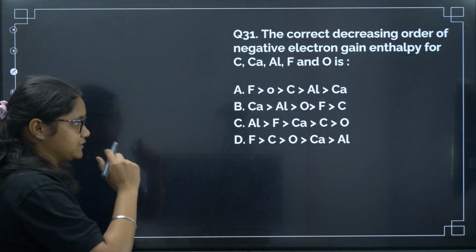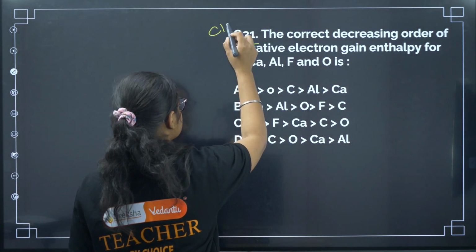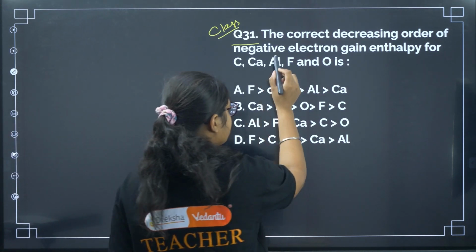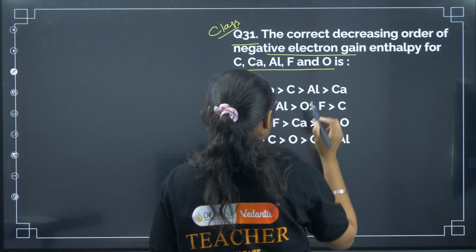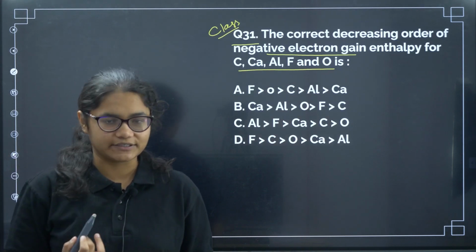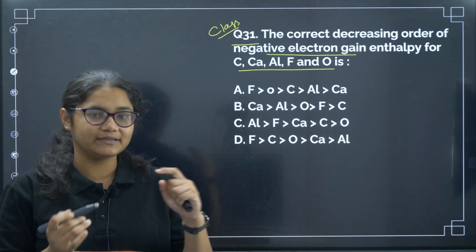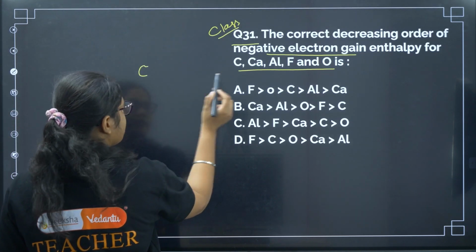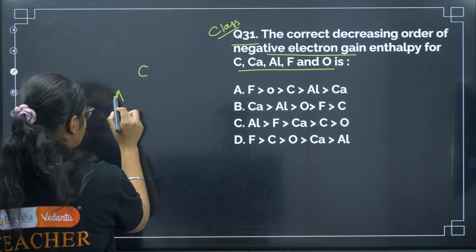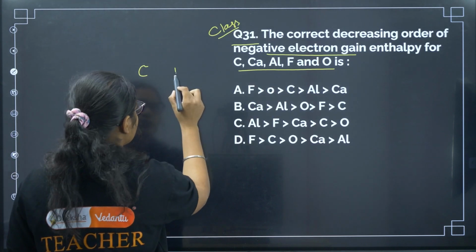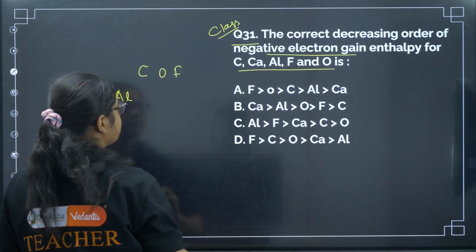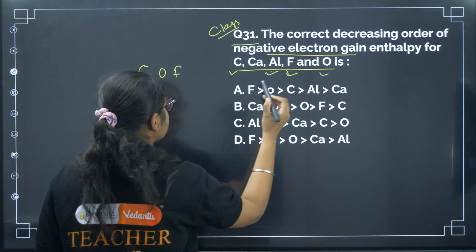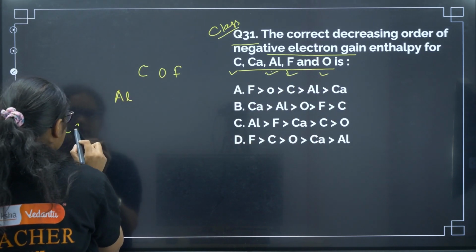So now coming to the first question. This question is from classification of elements and periodicity of properties. The correct decreasing order of negative electron gain enthalpy for these elements is asked. Whenever any trend based question is asked, the first duty is to write these elements in the periodic table, their positions. If you see carbon, then we have aluminium, somewhere boron, and below that it will be aluminium. Then we have fluorine, oxygen will come. I mentioned here carbon, aluminium, fluorine, oxygen and calcium. So beryllium, magnesium, calcium, right?